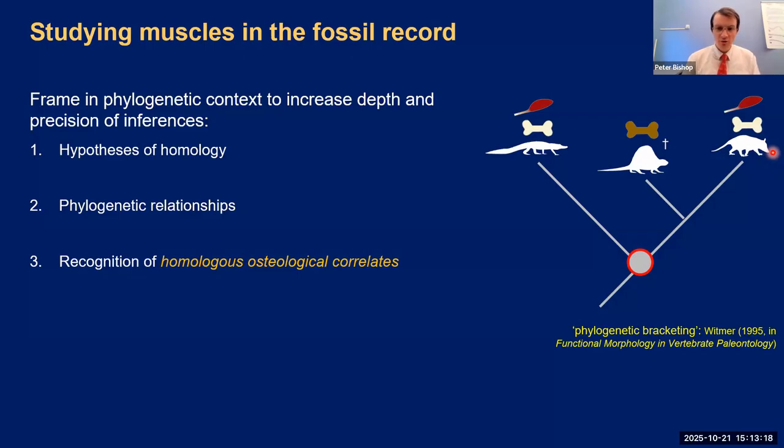And so through this phylogenetic bracketing approach, if we can recognize homologous osteological correlates in our modern species that bracket our extinct species of interest, we can then recognize this condition in the most recent common ancestor of all these species, and then by default infer its presence in all the descendants of this most recent common ancestor, including our extinct species of interest. And so if we can then recognize the presence of a homologous osteological correlate in the extinct species, we can confidently infer the presence of that muscle, even though it's no longer preserved. And we can improve the precision of our inferences if we take into consideration data from other extinct species as well. And this can be particularly relevant if osteological correlates change in the way that they're expressed on the bones as we go through evolutionary time.